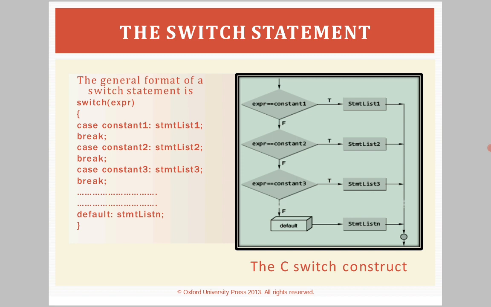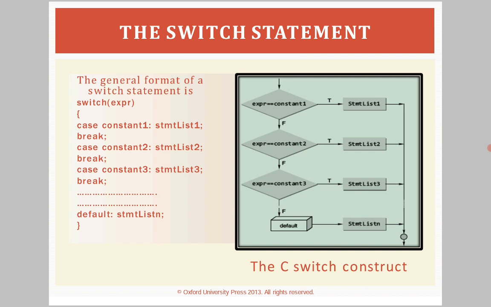This diagram is a flowchart that explains the switch statement. If the expression equals constant 1, then statement list 1. If false, next, if the expression equals constant 2, then statement list 2. If the expression equals constant 3, then statement list 3. Otherwise, default statement list n. So this is the working of a switch statement.